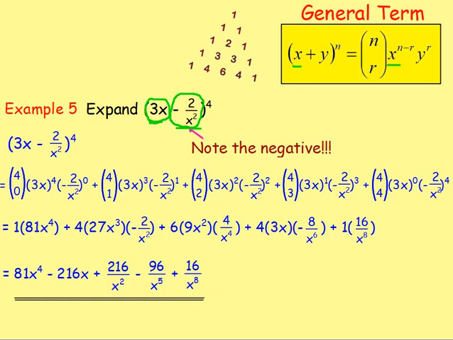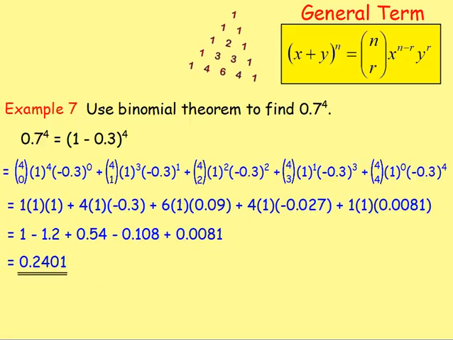If you want to see me explain it, look back to the lesson. Use binomial theorem to find 0.7 to the power of 4. So one way of doing that is to express 0.7 as something plus something, or in this case, something minus something. An easy number to go for is 1, so express 0.7 as 1 take away 0.3.